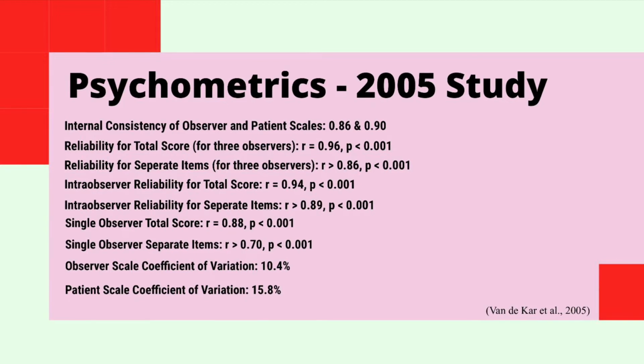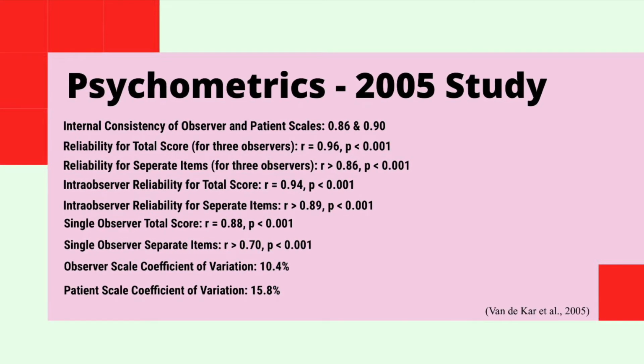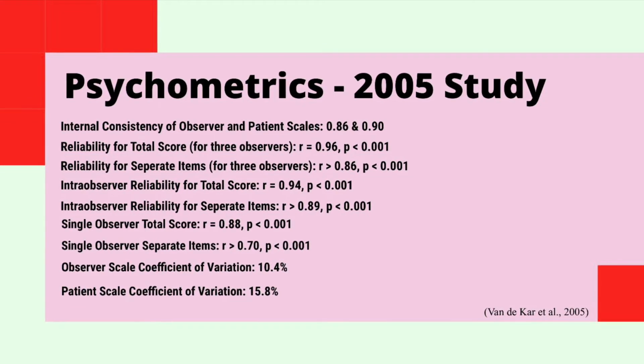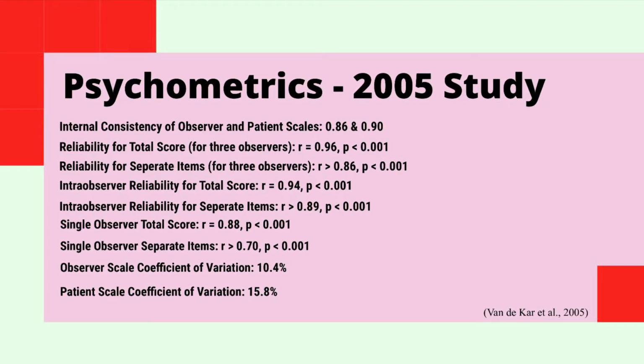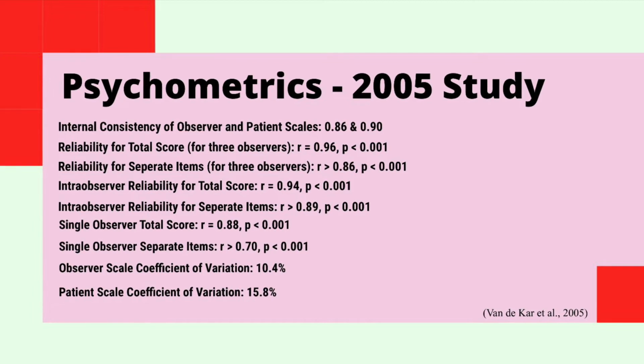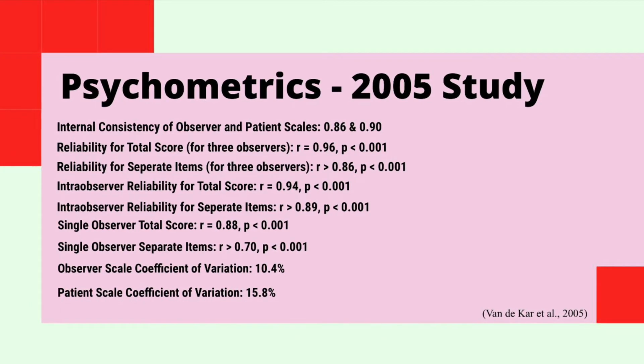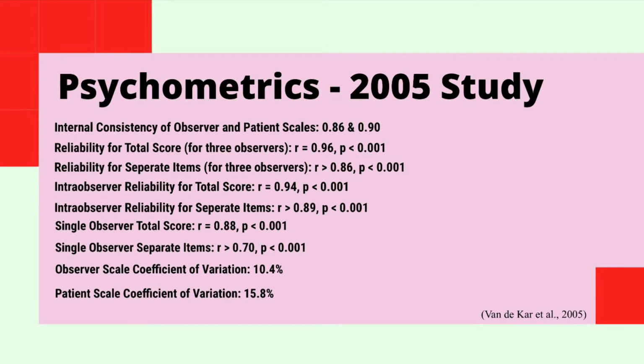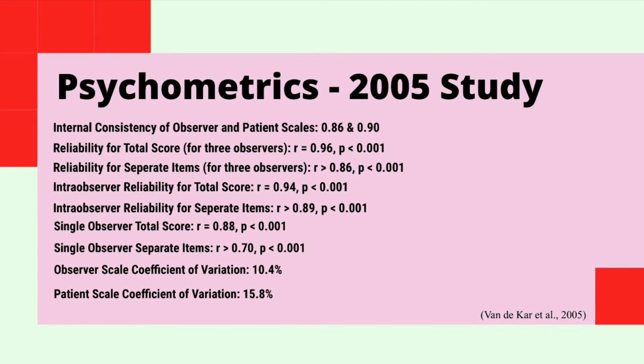This study determined that the Patient and Observer Scar Assessment Scale is quite reliable, as the internal consistency of the observer portion came out to be 0.86 and of the patient portion came out to be 0.90. The reliability for total score for 3 observers was 0.96 with P less than 0.001.